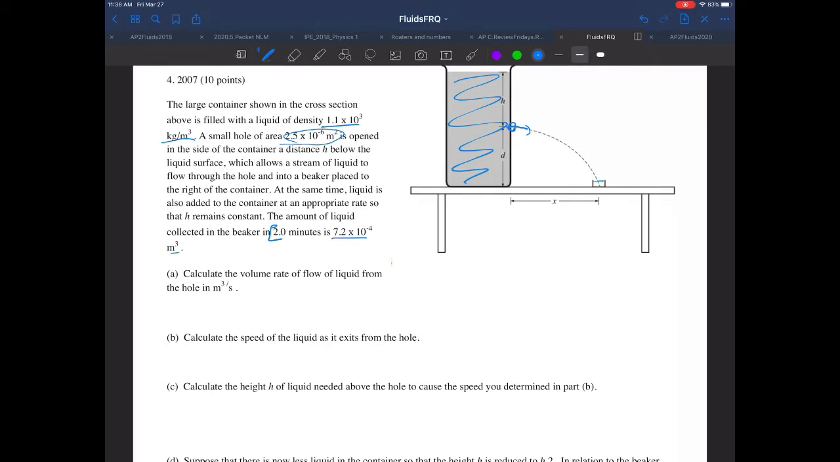The beaker is over here. Now, this is an interesting question because it just wants us to take the volume, 7.2 times 10 to the negative fourth meters cubed, and divide it by the time that they give us. Just knowing that we're not going to use 2 minutes, we're going to use the fact that every minute has 60 seconds. We're going to get ourselves a volume flow rate, 6 times 10 to the negative sixth cubic meters per second. Just easy squeezy. So what we did is volume flow rate is just equal to the volume over the time.